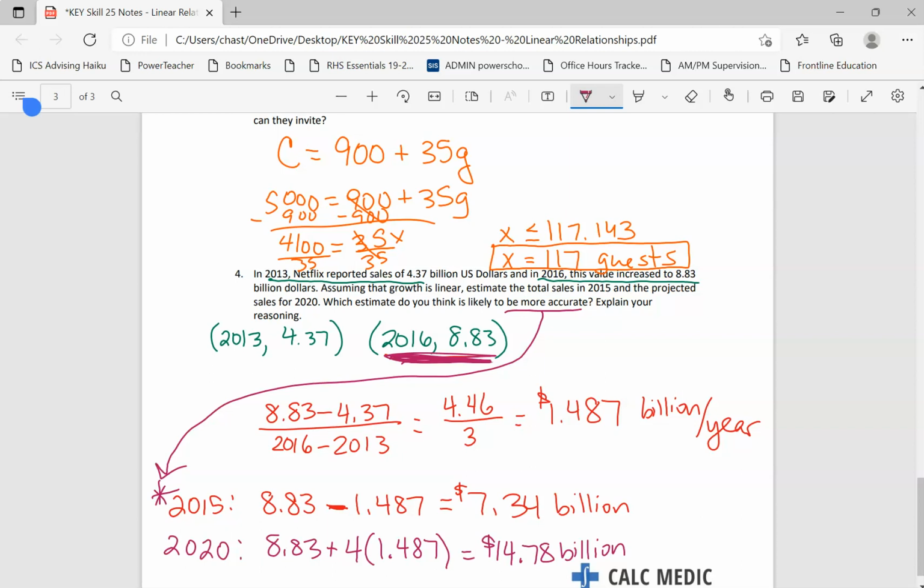But anyway, 2015 would be more accurate because that data value is within the range of the data values they gave us. So for instance, we were using 2013 and 2016 as our years. 2015 falls within that range, or I should say that domain.